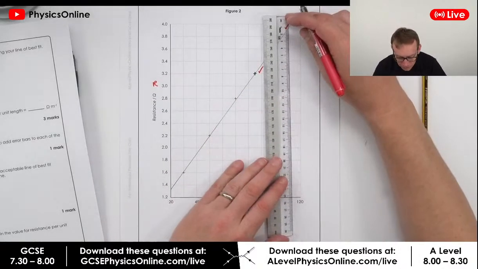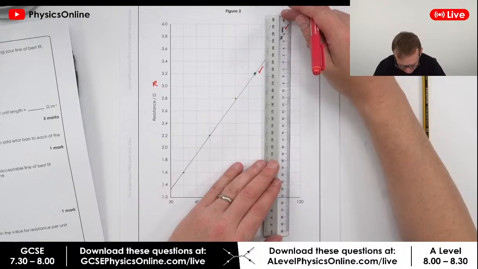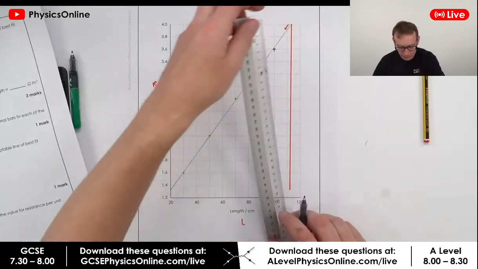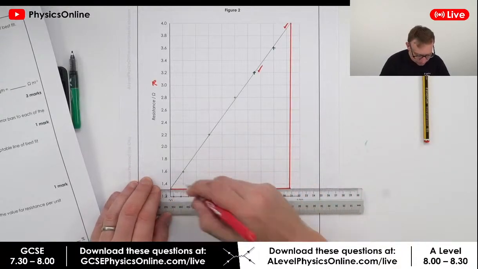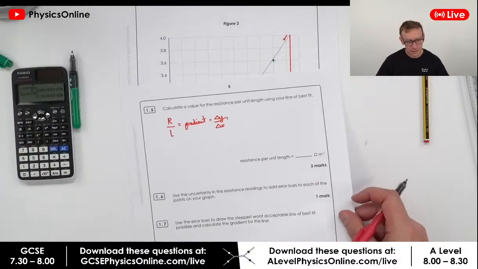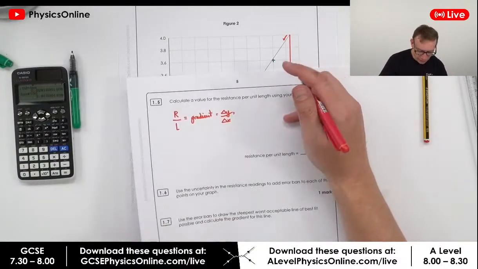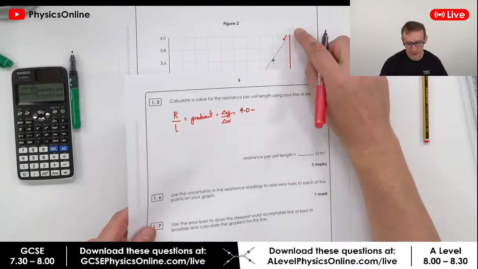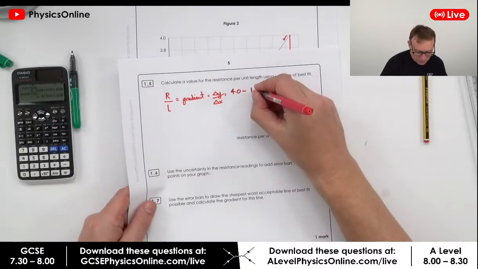I'm going to go from this point up here, down here, and that goes across to this point over here. Okay, so I reckon the change in y value is going to be equal to 4.0, which is this point up here. We're going to take away this value down here, which I reckon is about 1.32 approximately.